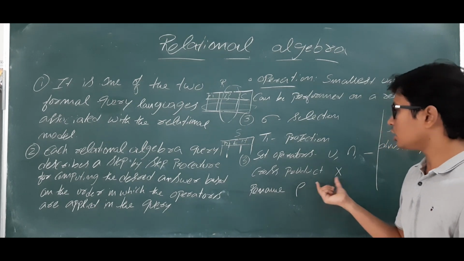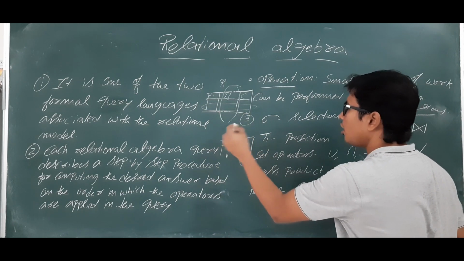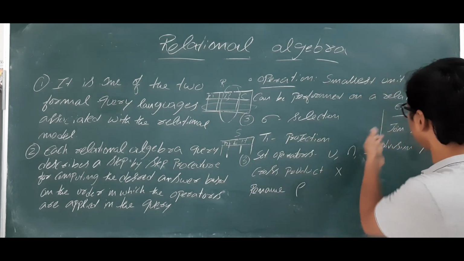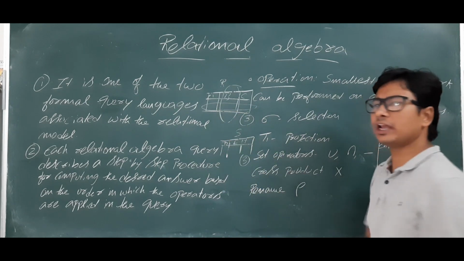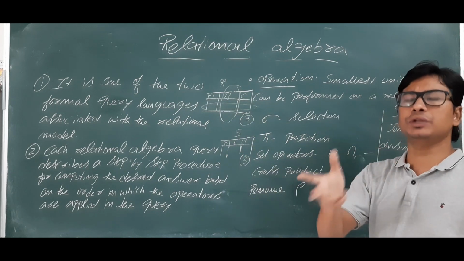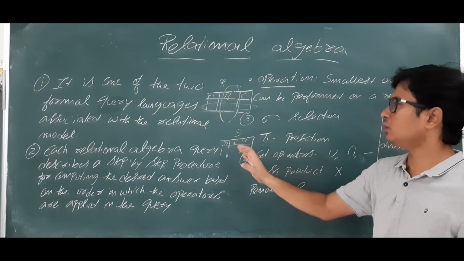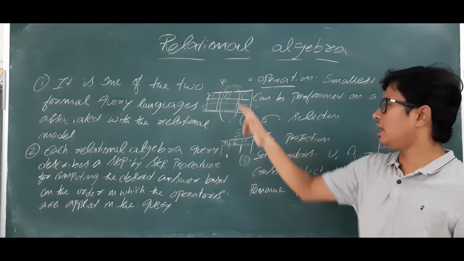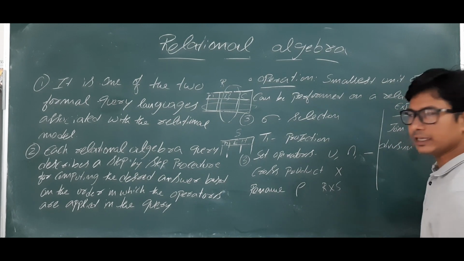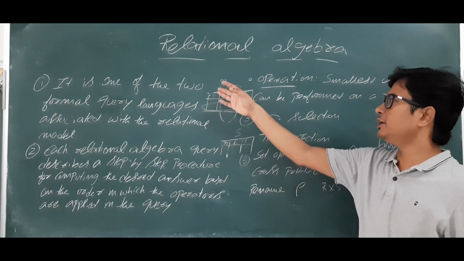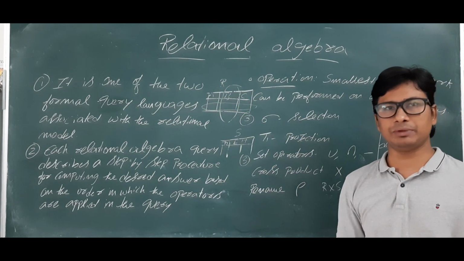Is it clear? Cross product will be useful for us to perform the join, because a join internally is like cross product and selection operator. If I want to combine two relations, relation R and relation S, I will apply cross product like this. Now how many tuples will come, how many attributes will come in the result, we will discuss in the coming classes.